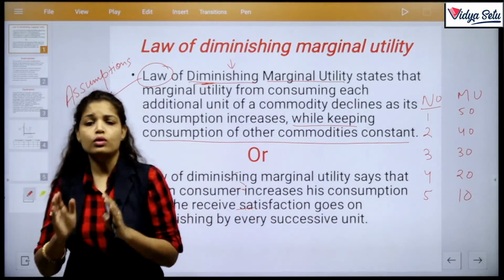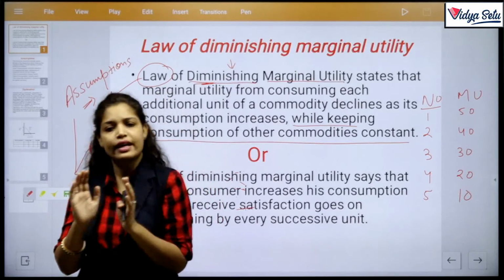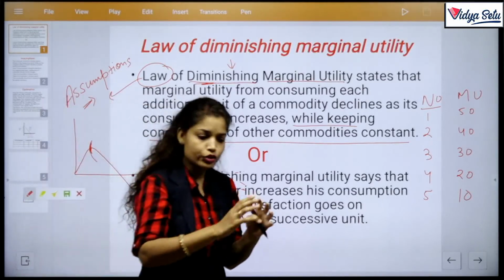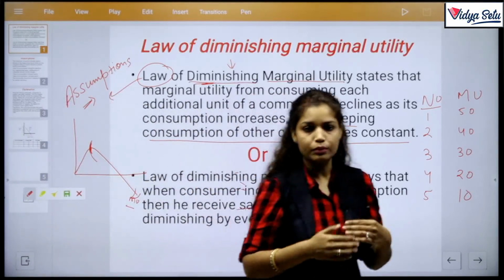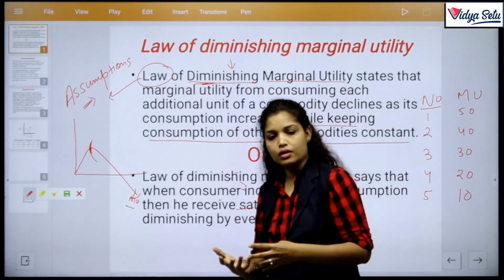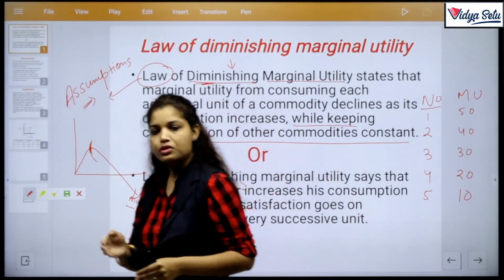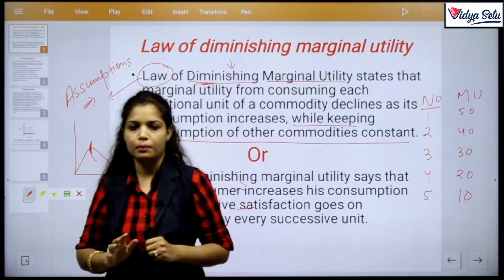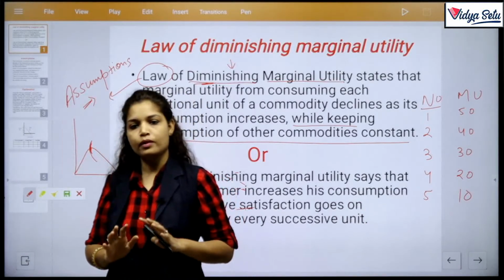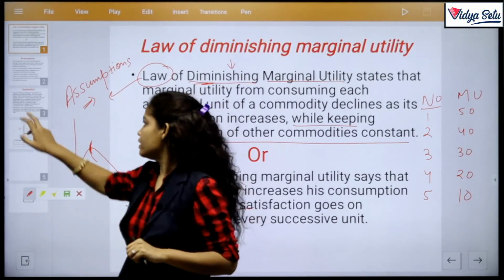Clear? तो क्या है लॉजिक? लॉजिक इज दैट when we consume more units of a particular commodity, then the satisfaction we receive goes on diminishing. This is our law. So we move to our assumptions.